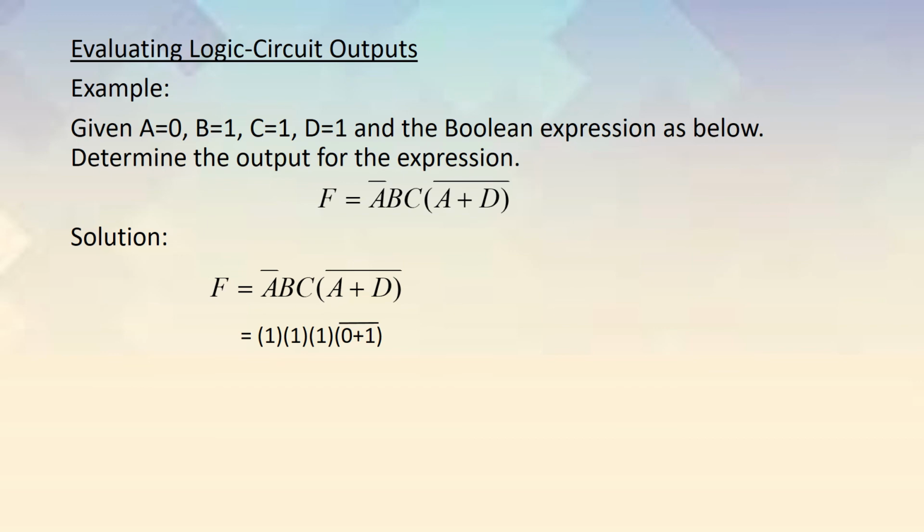Okay, from that we must settle A plus D first. After we get 0 plus 1, we get 1, and then they have a bar, right? We must inverse the value of the bar, so we get 1, and after the inverse we get 0, and then we finish this equation until we get the final value of 0.